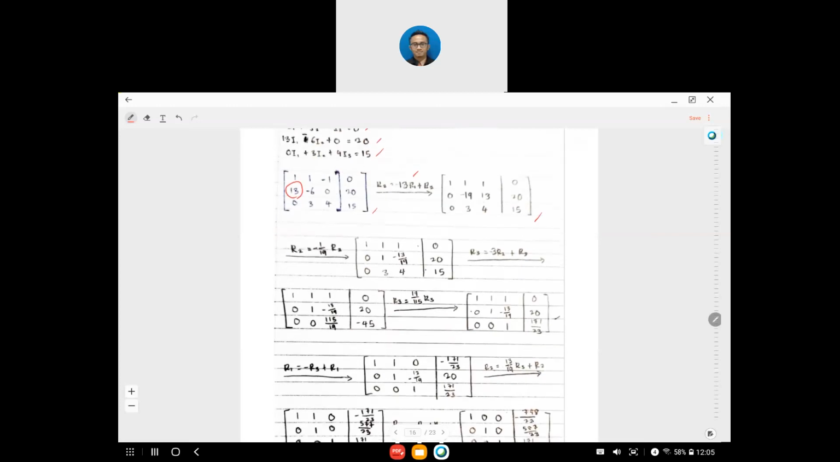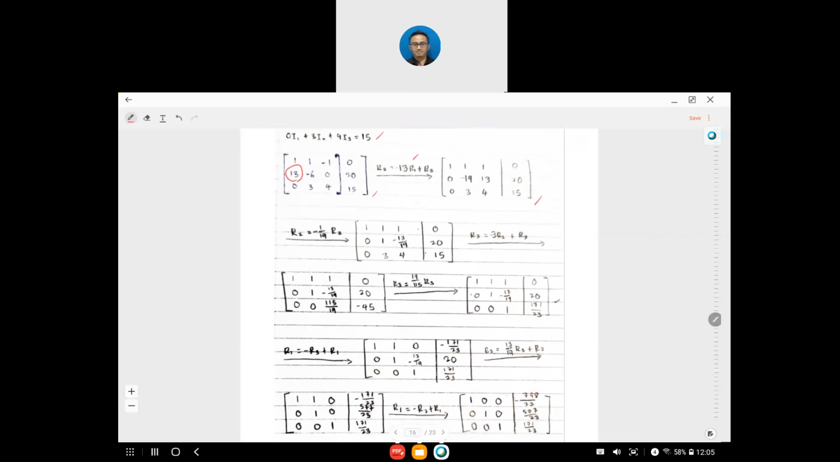Apa ni awak buat ni? Okay, dia jadikan ni dulu 1. Okay, bahagi dengan tu. So you can get this value. Okay, and then transform this 3 become 0 by using row 2. So you can get this one. And then divide by 1, jadikan 115 over 19 become 1. So awak darab dengan 19 per 115 ni. So you can get this value.